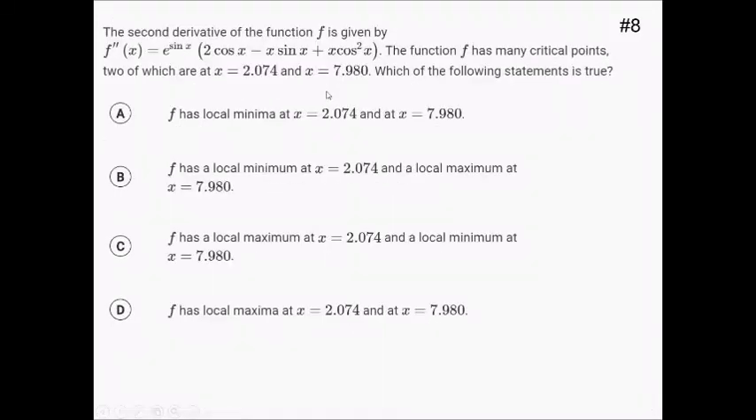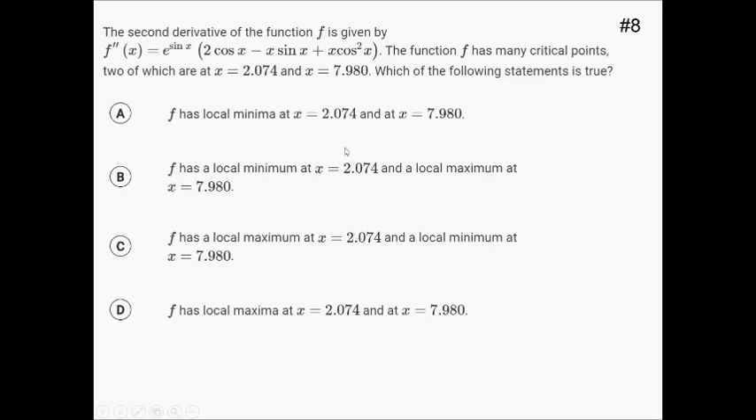For this calculator-based problem, I'm given the second derivative of a function, which is a pretty crazy looking thing. I'm glad this is a calculator problem. And they're saying our function has many critical points, 2 of which are at these x values. Which of the following statements are true? See, these are all asking about whether we have local mins or maxes there.